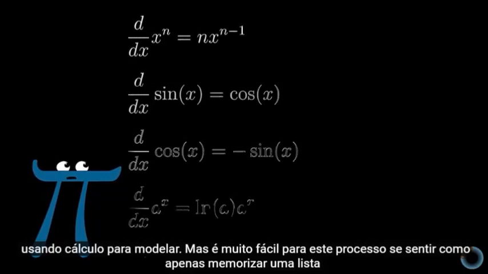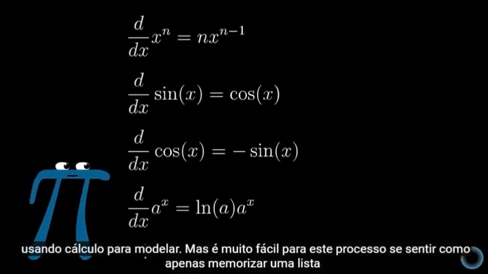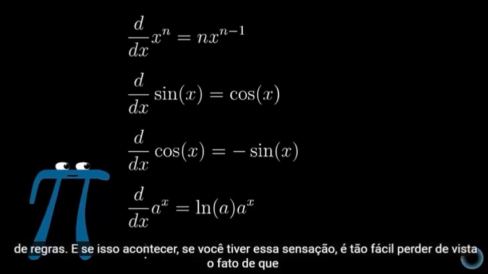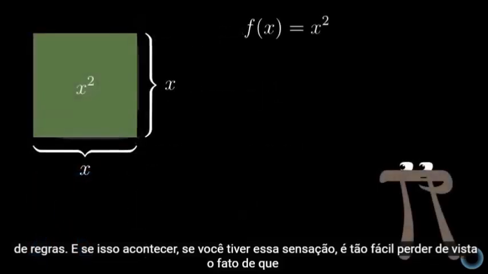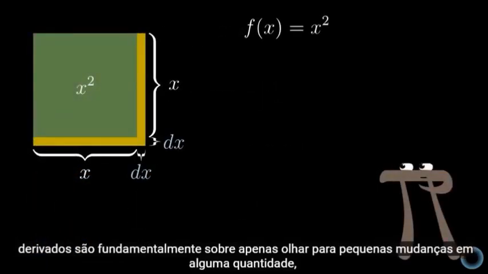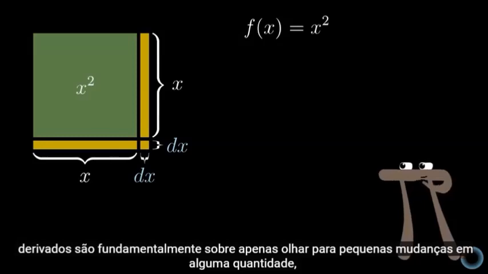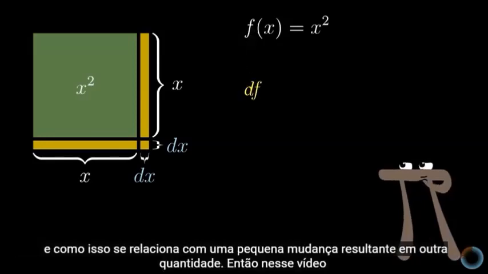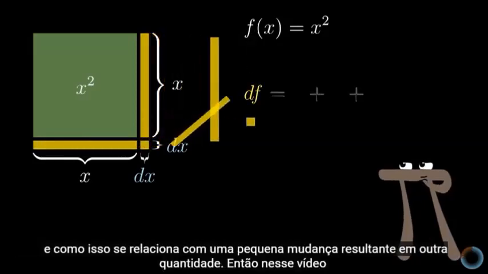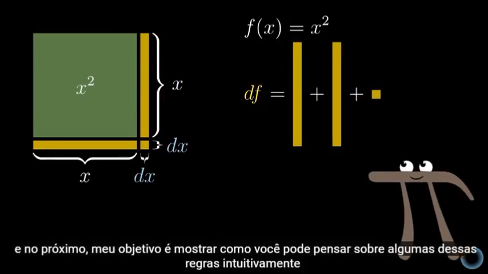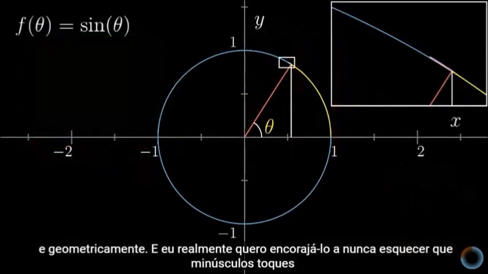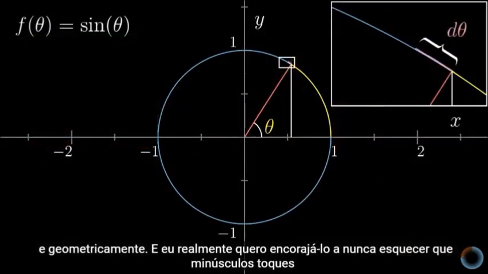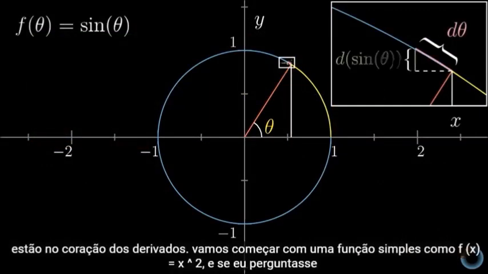But it is way too easy for this process to feel like just memorizing a list of rules. And if that happens, if you get that feeling, it's also easy to lose sight of the fact that derivatives are fundamentally about just looking at tiny changes to some quantity and how that relates to a resulting tiny change in another quantity. So in this video and in the next one, my aim is to show you how you can think about a few of these rules intuitively and geometrically. And I really want to encourage you to never forget that tiny nudges are at the heart of derivatives.